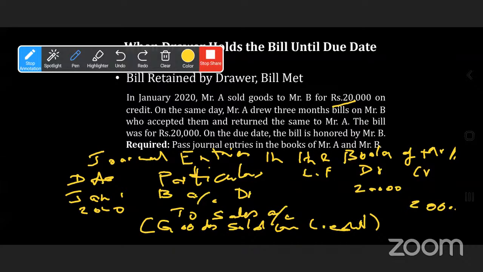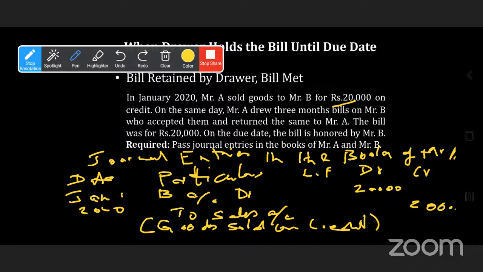So on January 1st, 2020, A has sold goods to B. In the books of the drawer, that is Mr. A, you have to write the journal entry as B account debtor to sales account. B account debtor 20,000, you have to debit it. To sales, you have to write 20,000 on credit. Goods sold on credit.